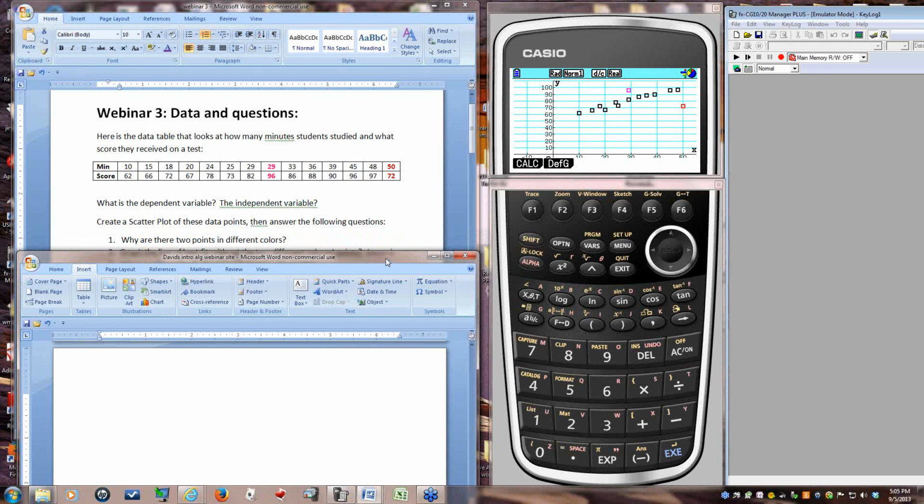So the first question is, why do I have these 2 points in different colors? This one I think is a little more obviously an outlier than the other red one, but they both could be considered outliers, whether or not you want to leave that one as an outlier or leave it included. But I've added these, and in my mind they're outliers. I want to look at the data that's very linear, and what I want to do is find a line of best fit for only the black data points.